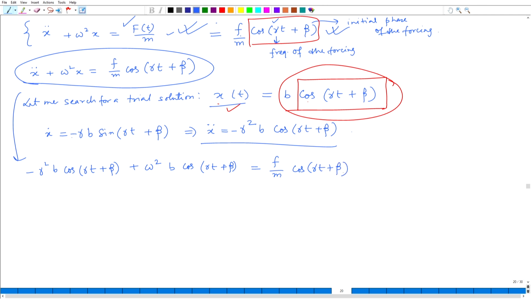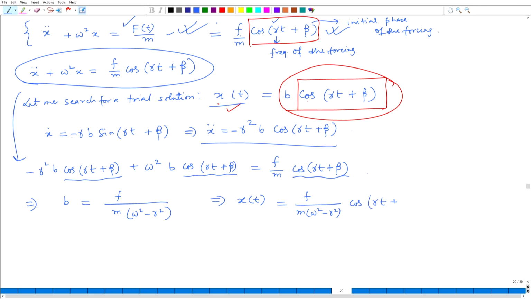You just assume that cos(gamma t plus beta) never vanishes, and that is why you will have a superb form. It is simply b is equal to f by m times omega square minus gamma square. Whenever you have this, then x(t) is equal to f by m omega square minus gamma square, cos(gamma t plus beta). And here, in general, you stop and say that okay, I am done with the solution, and that is where you commit a mistake.